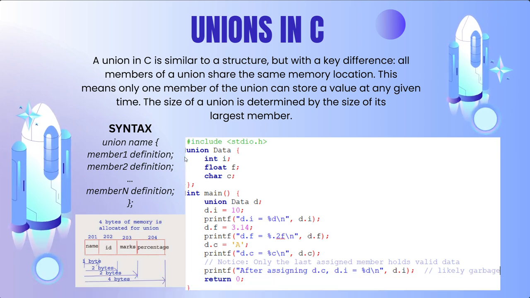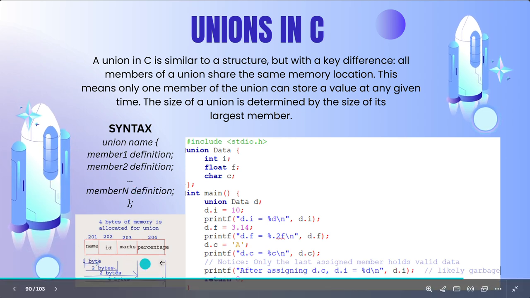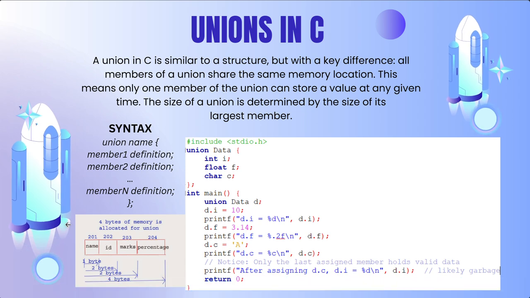So it'll keep on repeating, so it'll handle one data type at a time. So the memory handling in unions is different. This is the only point of difference. Now let us understand unions with the help of an example.